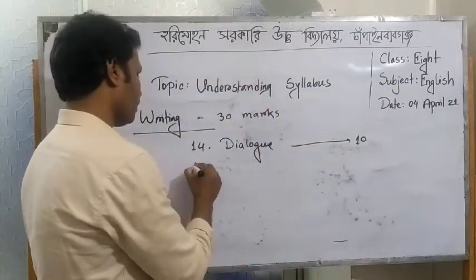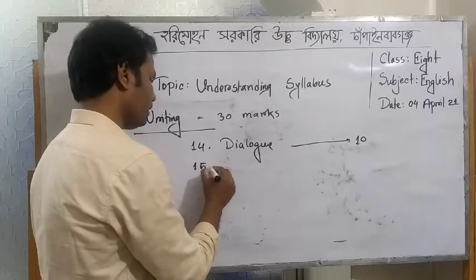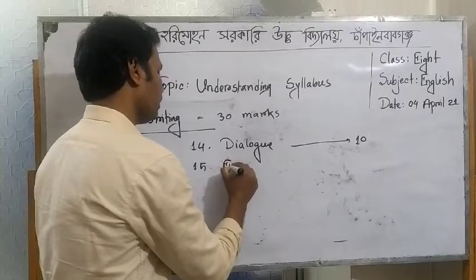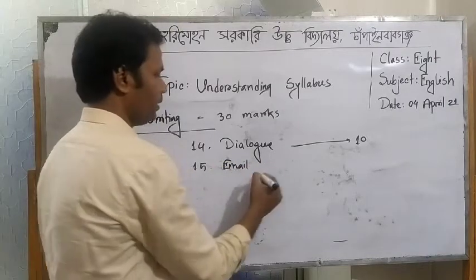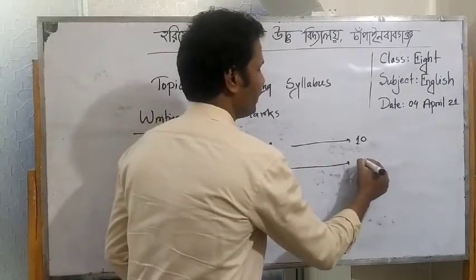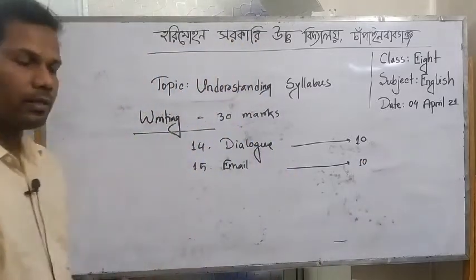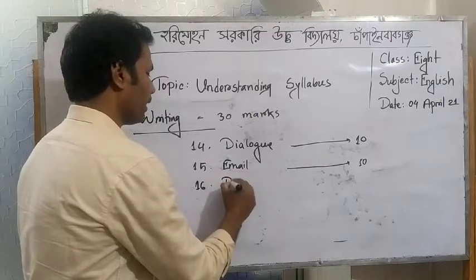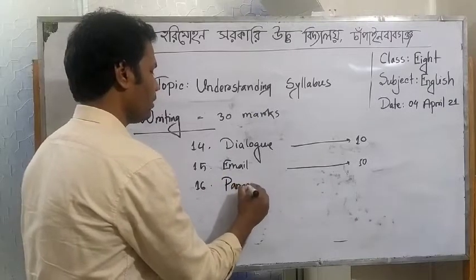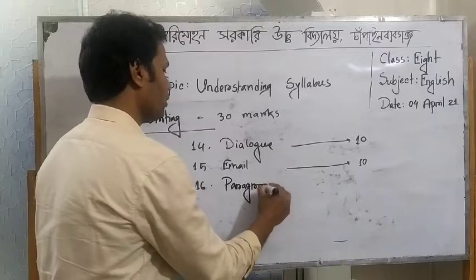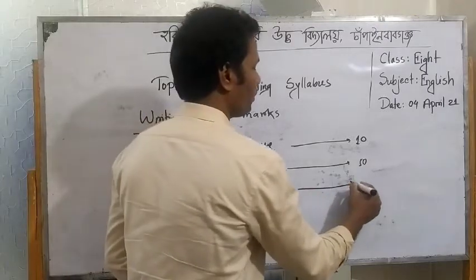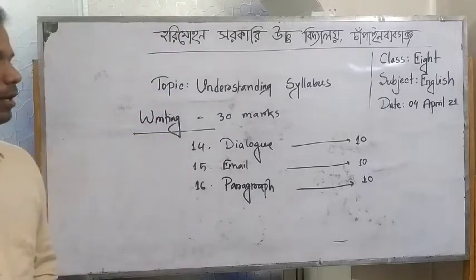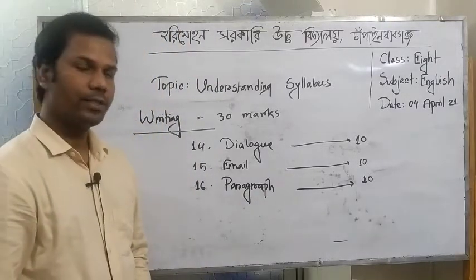The second one, number 15, is an email. Email also carries 10 marks. And the last one is paragraph, and it also carries 10 marks. These are the 30 marks on writing in your syllabus.